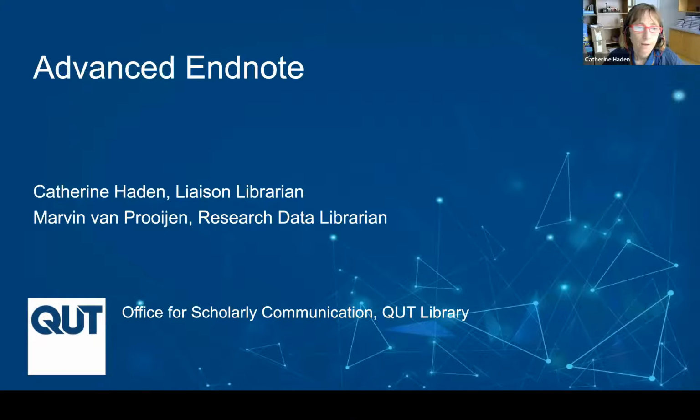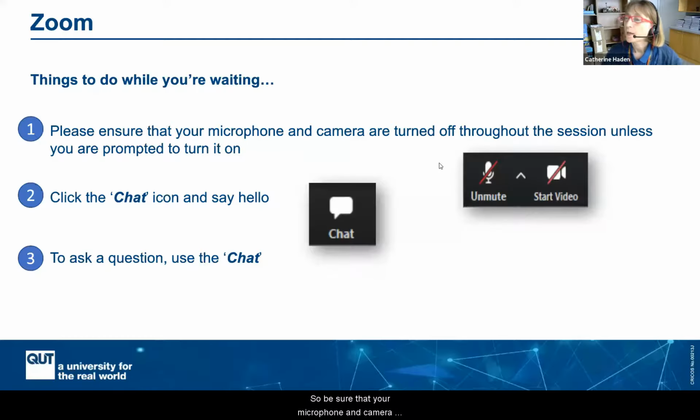So if you have any questions, or if I have gone too quickly, please just pop it in the chat and alert Marvin, and he can unmute himself and let me know, and I can go back over to demo something, or he will be able to answer the question. So that's the easiest way for this to work. Be sure that your microphone and camera are turned off throughout the session, but as I just mentioned, use the chat to say hello and communicate with Marvin.